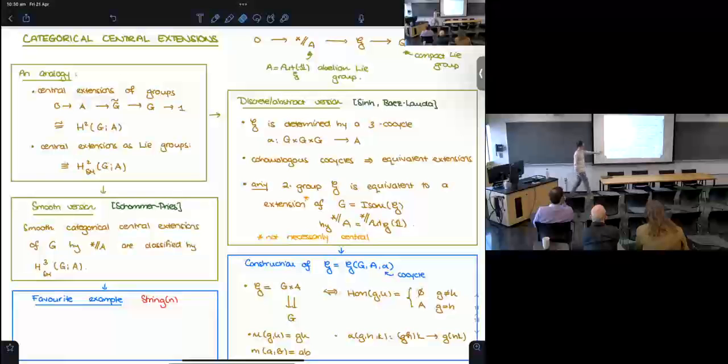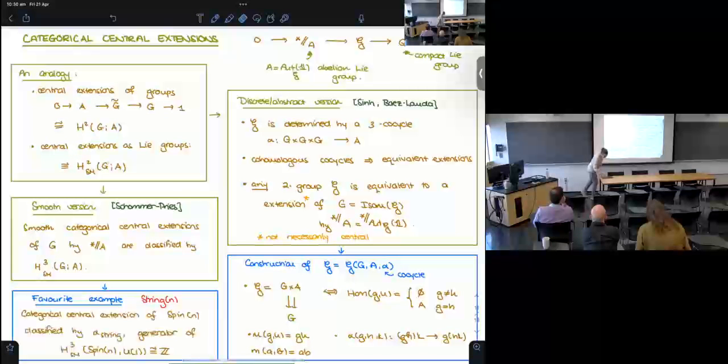And then our favorite example is String, which is the categorical central extension of the Spin group classified by a generator of H3 with coefficients in U(1). For n at least 5, that's just Z. So we only have 2 choices of generators, plus and minus 1. And they're not isomorphic as extensions, but abstractly as smooth 2-groups, they're isomorphic. So there's just one String group. Questions?